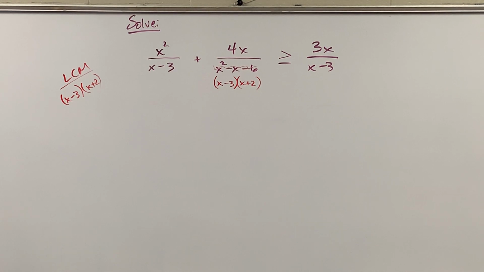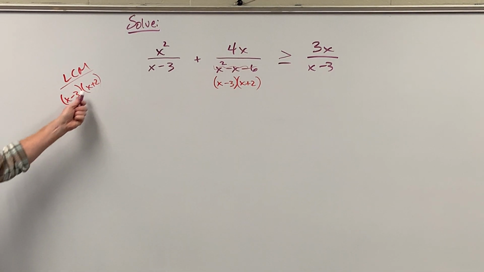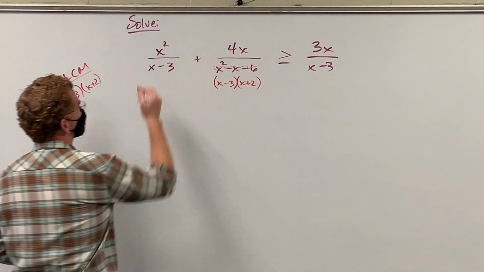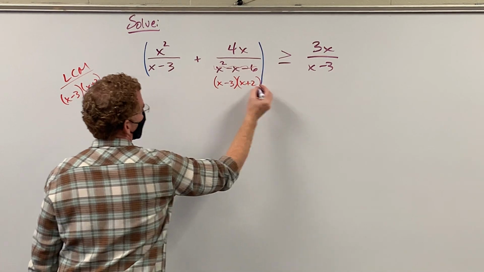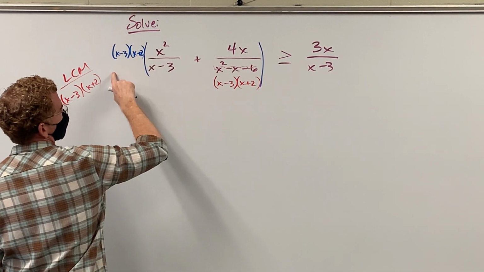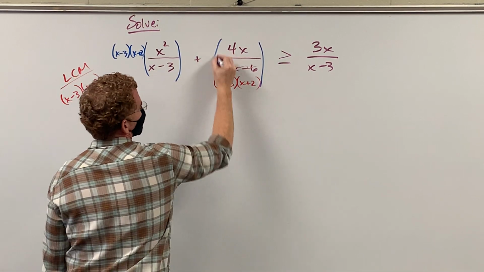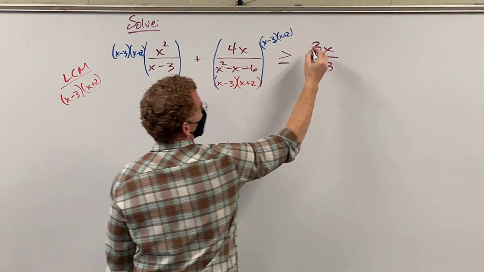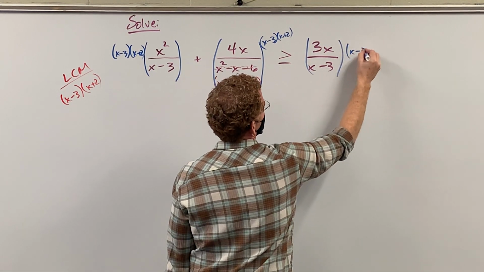Same thing as the first. So same kind of thing? Yeah. Is the LCM still this times this? Yep. Okay, so I'm going to multiply the left, which is all of that, by an x minus 3, x plus 2, and it's going to distribute into each part. And I'm going to multiply the right by an x minus 3, x plus 2.